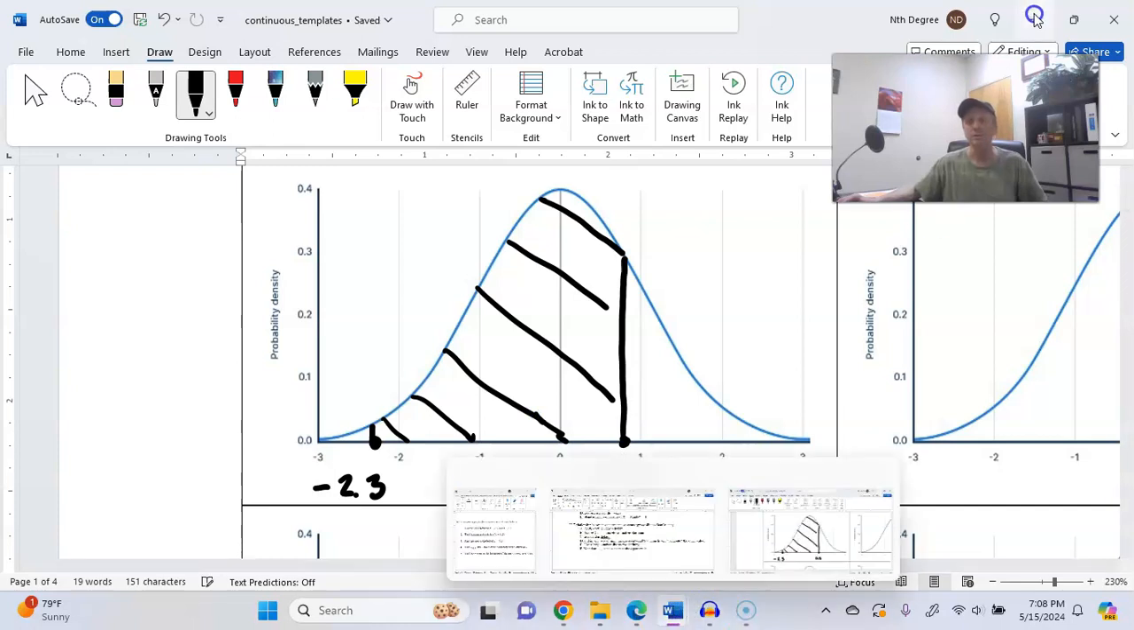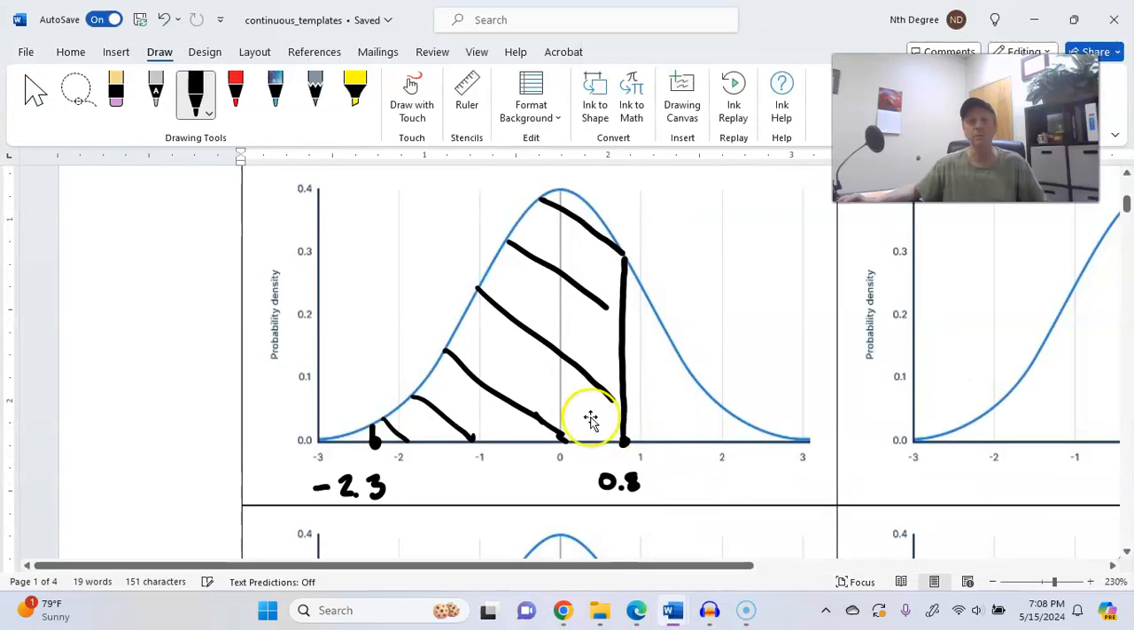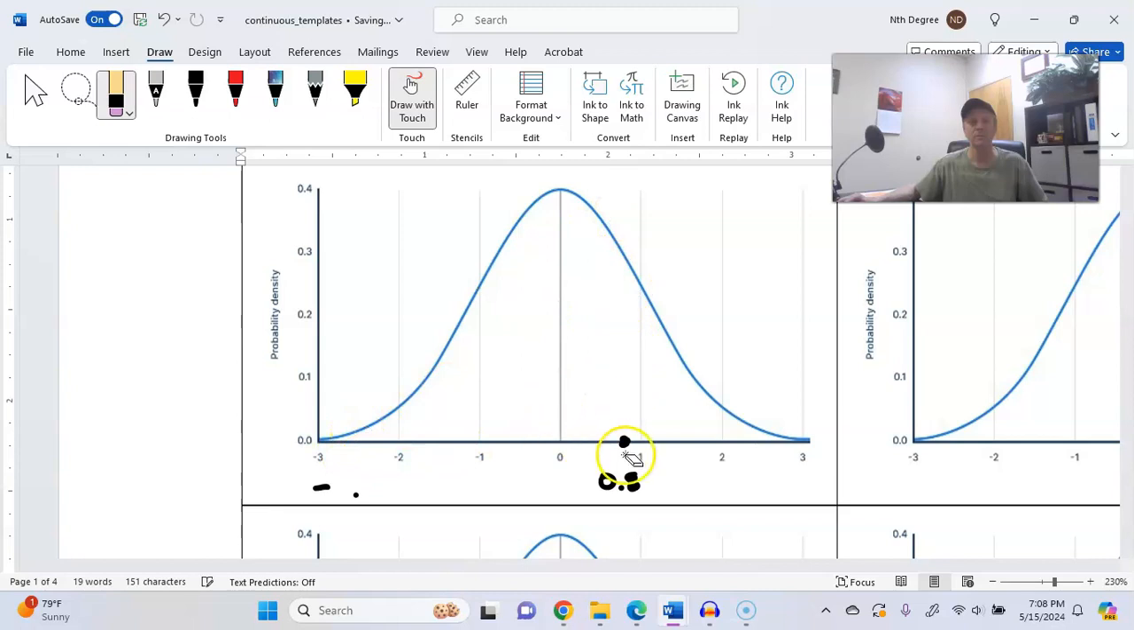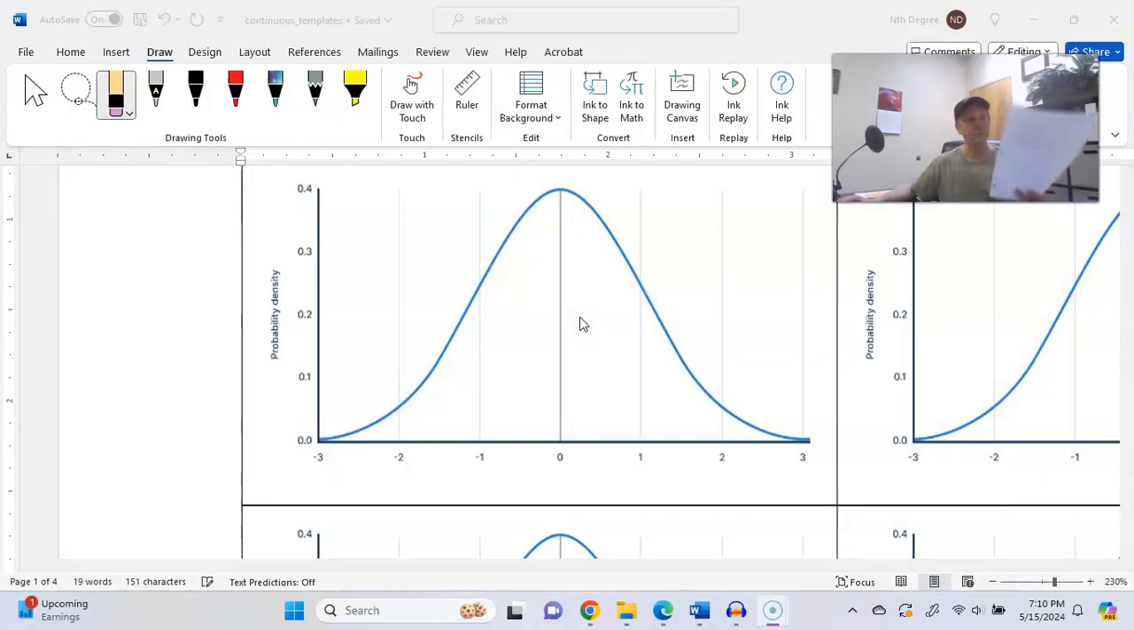All right, let's try the next one. Find the area to the right of z equals 1.23. This one doesn't look like a between problem. So let's draw it and see what happens. Let's clear this. Oh, I forgot what the number was again. Okay, I printed this out for myself, like I should have done in the first place. All right, find the area to the right of z equals 1.23.